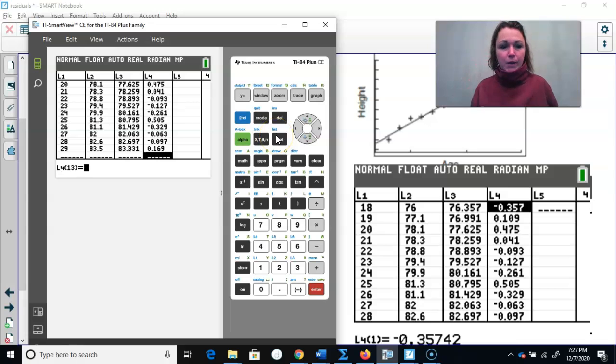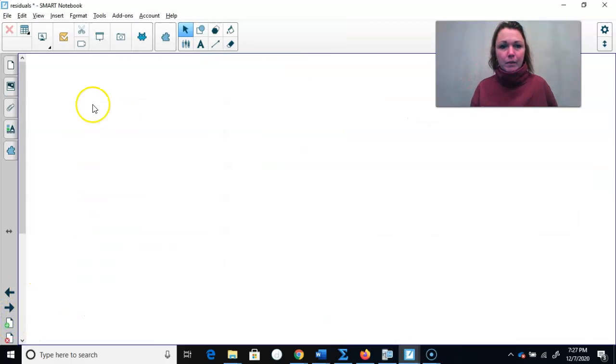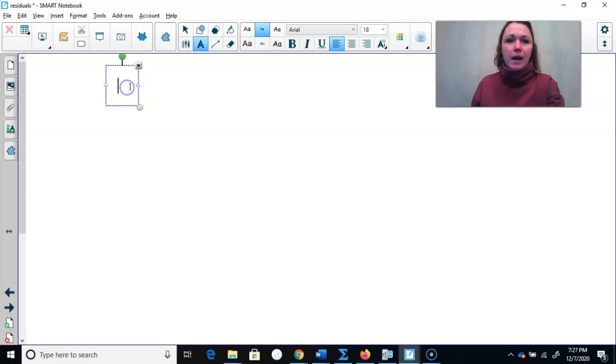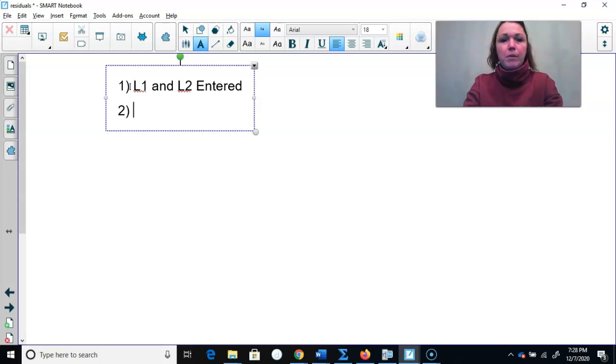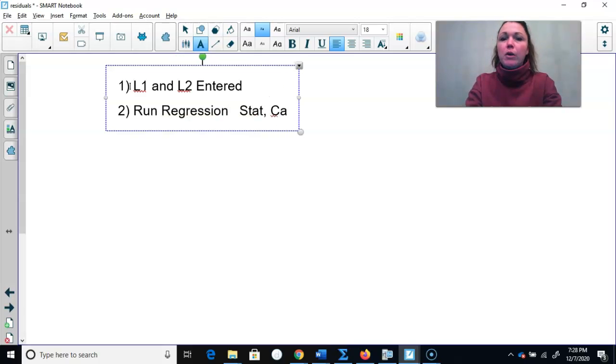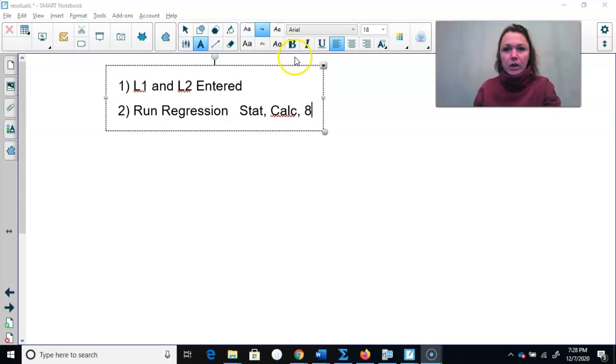Right now, the first thing we have to do, step one, when doing a residual plot, okay, we need to make sure we have our L1 and L2 entered. We've already done that. Step two, what we want to do is we want to now run regression. What does that mean? We're going to go to stat, we're going to arrow over to calc, and we're going to go down to number 8 like we have. This is going to give us our regression line.